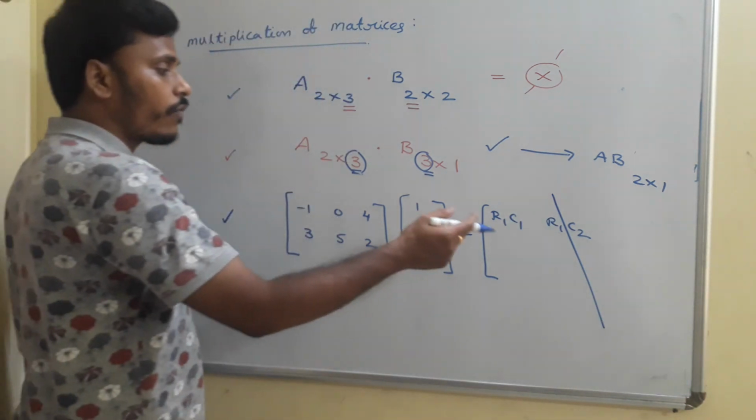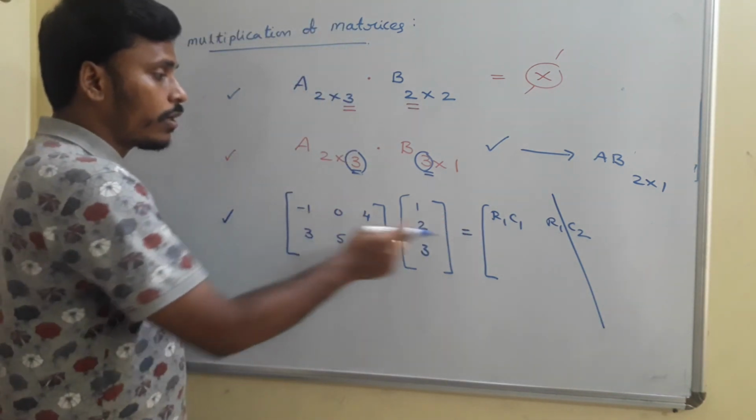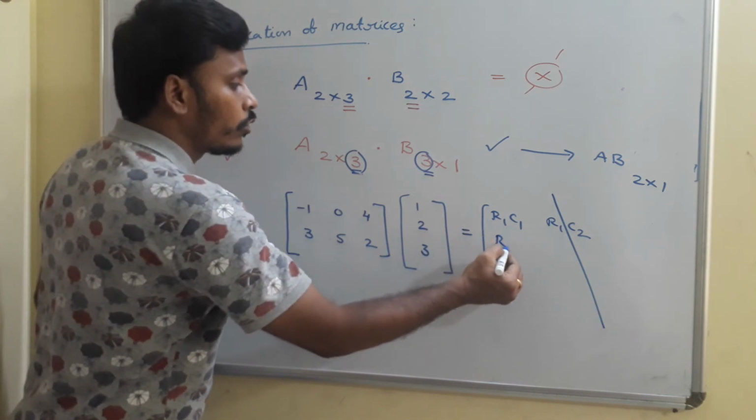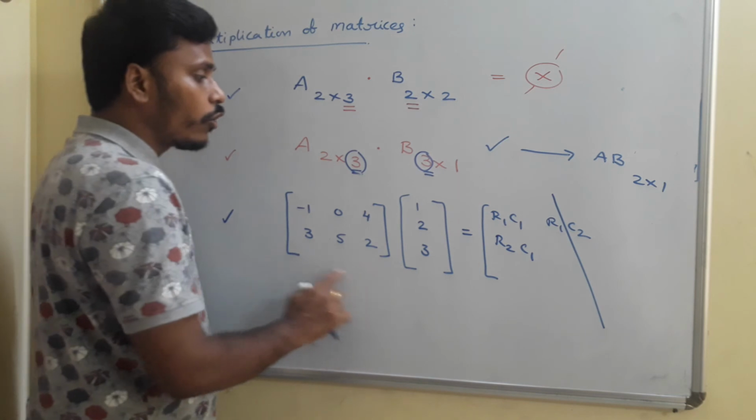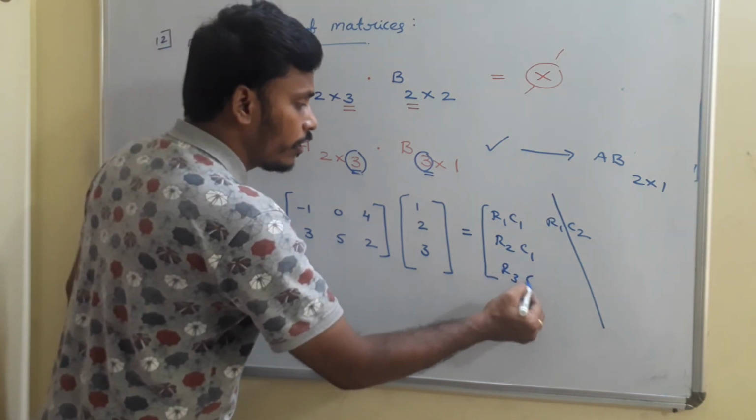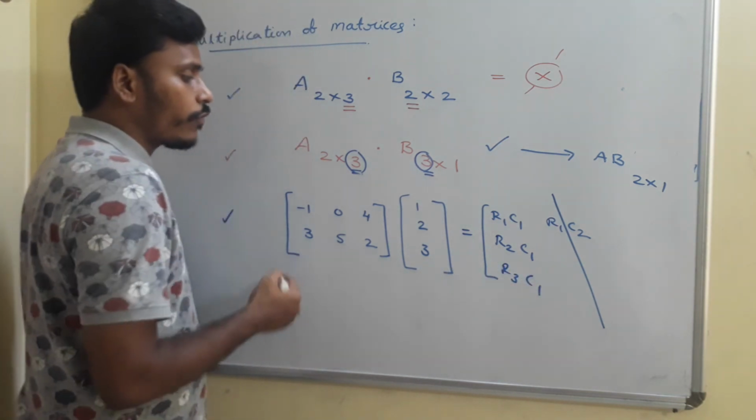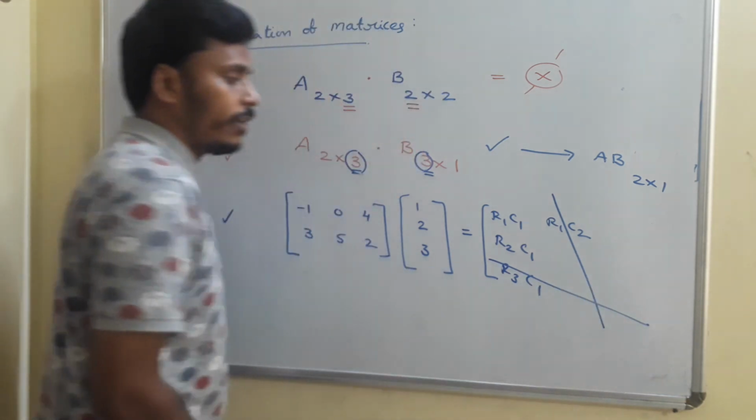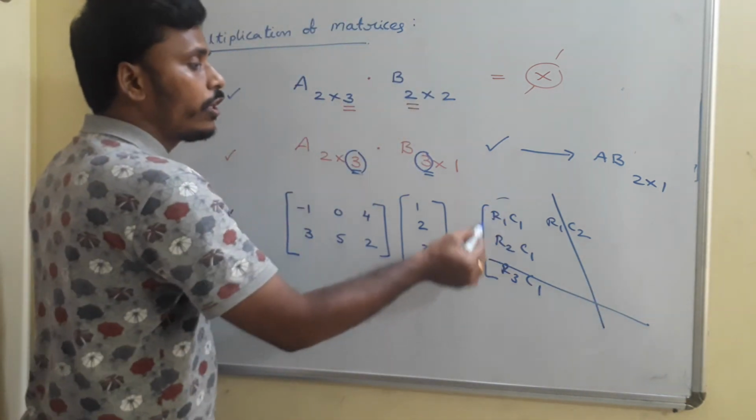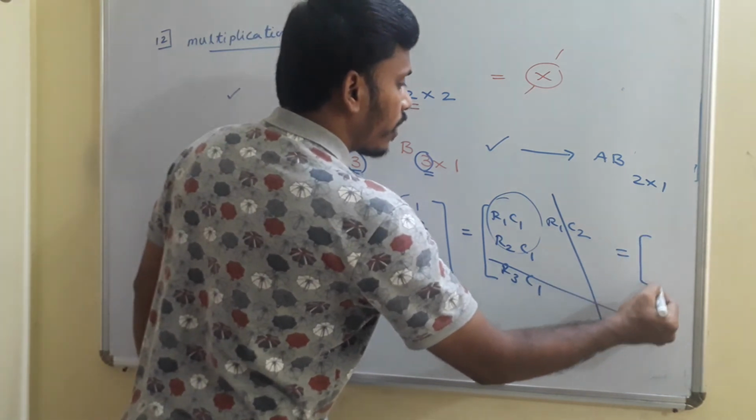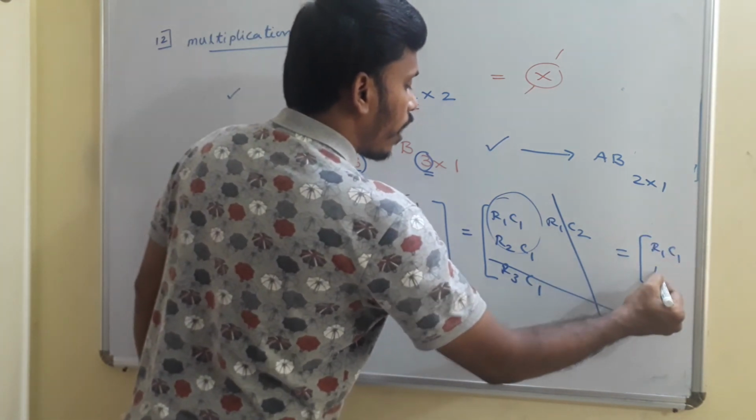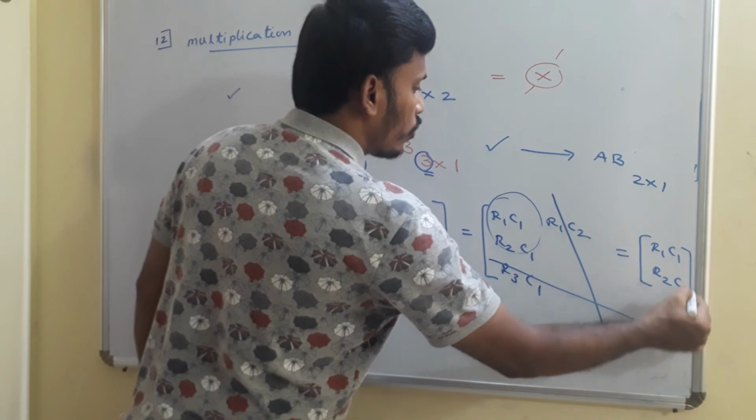R1, C1 is over. And the next element is R2, C1. And there is no third row here, R3, C1. Since there is no third row in the first matrix, don't bother about this idea. At the end there are only two elements, R1, C1 and R2, C1. So this resultant matrix contains only two elements, R1, C1 and R2, C1.